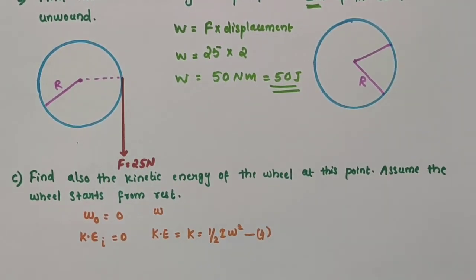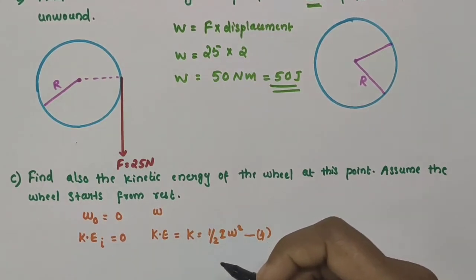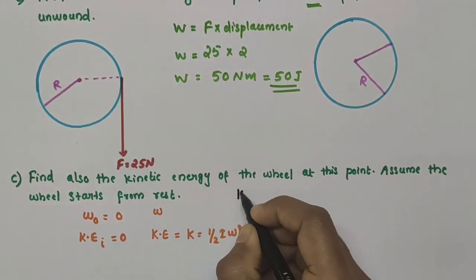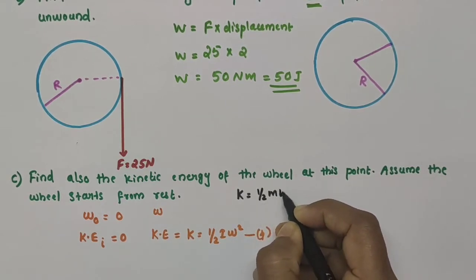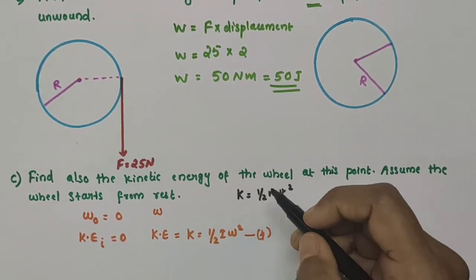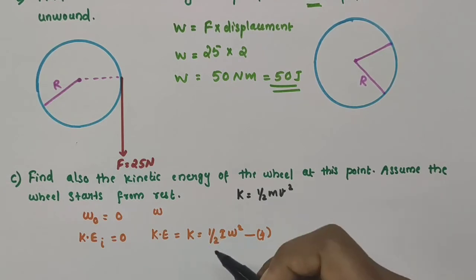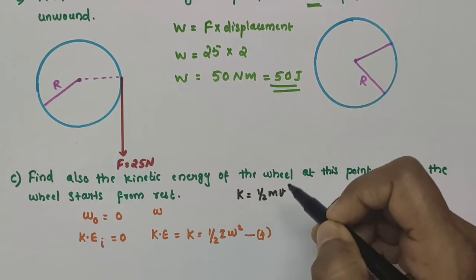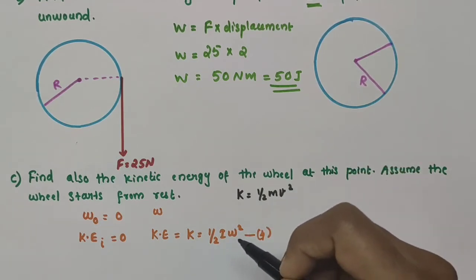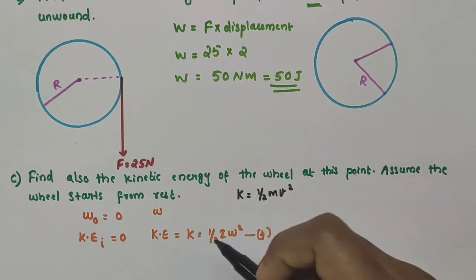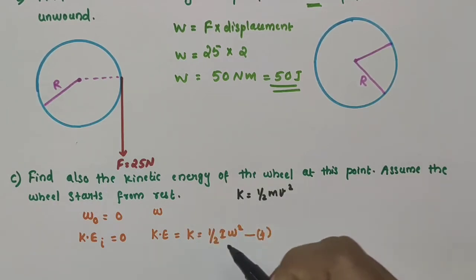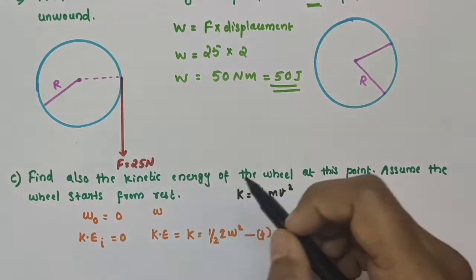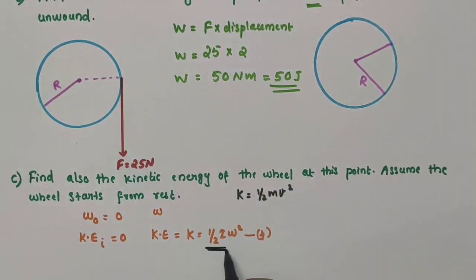We have already discussed this expression in our previous video. I will provide the link in the description box. The general expression for kinetic energy is half mv square. In rotational motion, the mass can be replaced by its rotational analog, the moment of inertia, and the linear velocity v can be replaced by the angular velocity omega. So we get the kinetic energy gained as half I omega square. We are asked to calculate this kinetic energy. We have the moment of inertia.